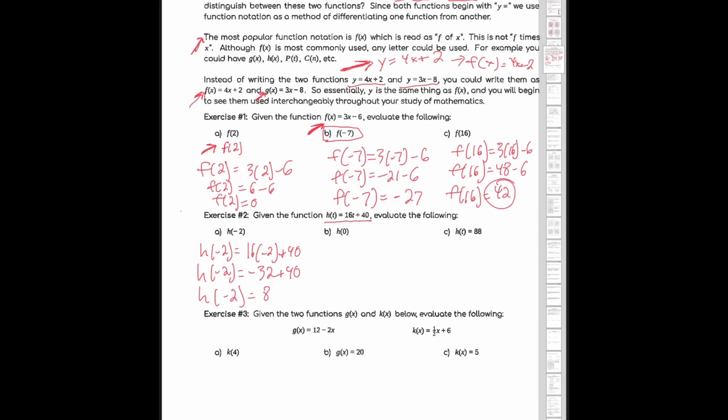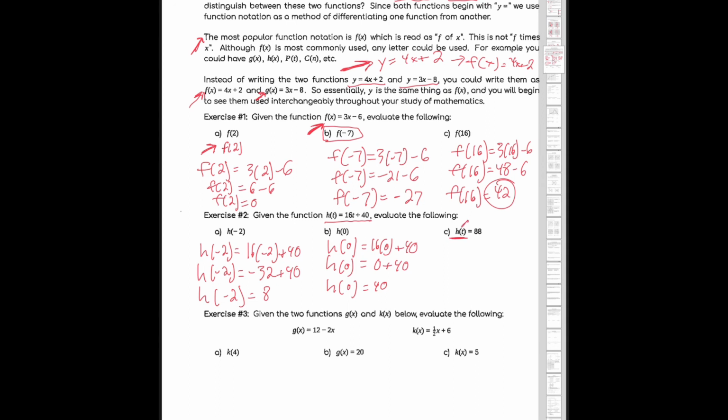Now h of 0. That would be 16 times 0 plus 40. We then get 0 plus 40. We get h of 0 equals 40. And now lastly, this one's a bit different. We have h of t equals 88.